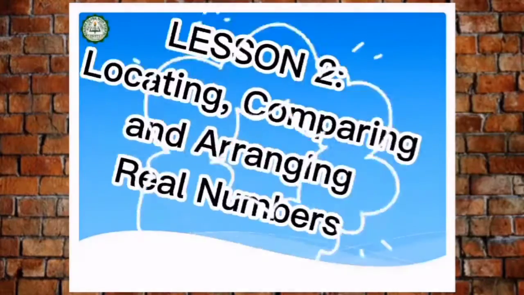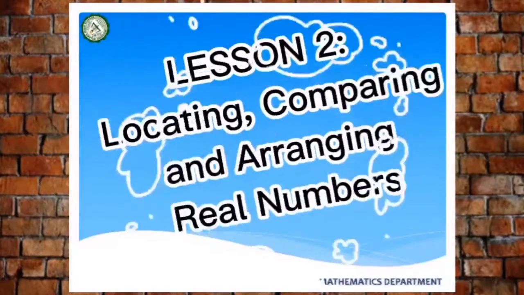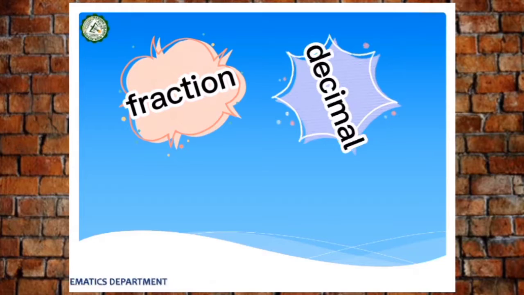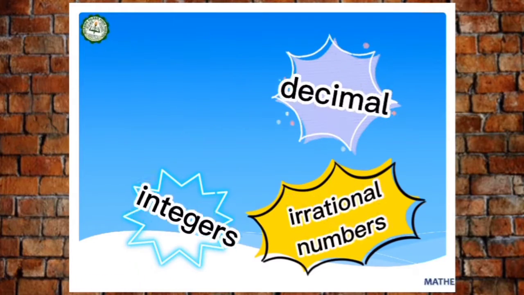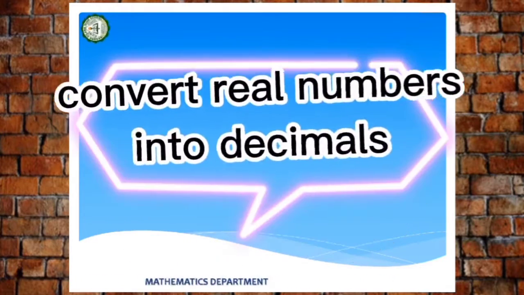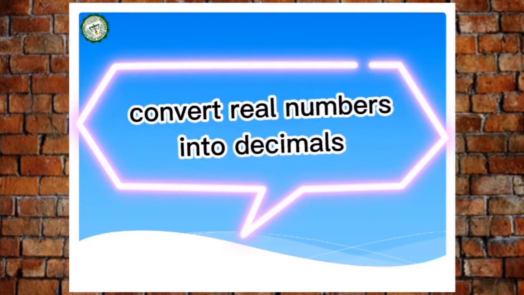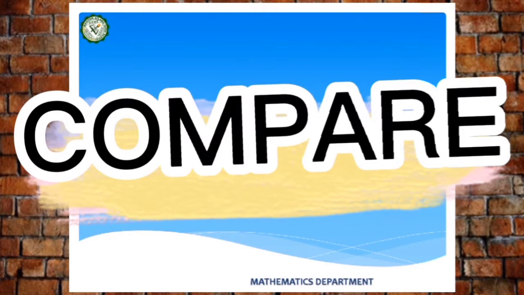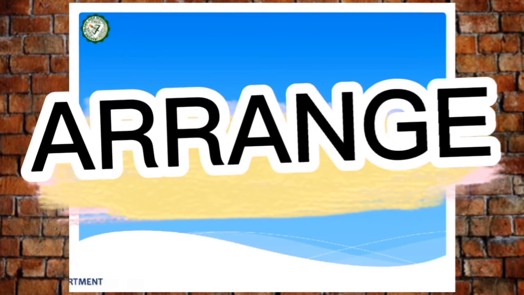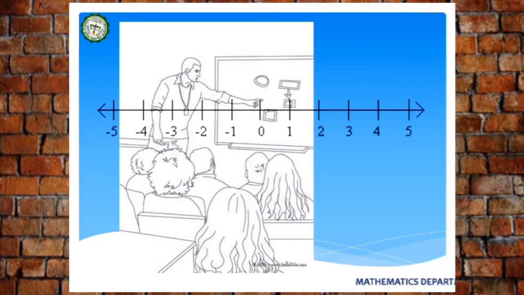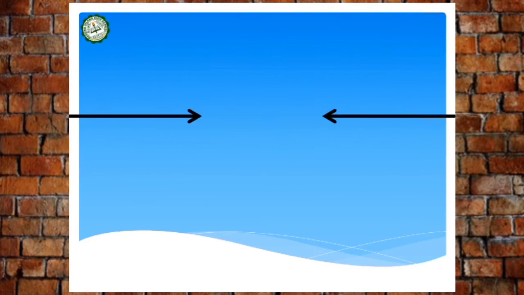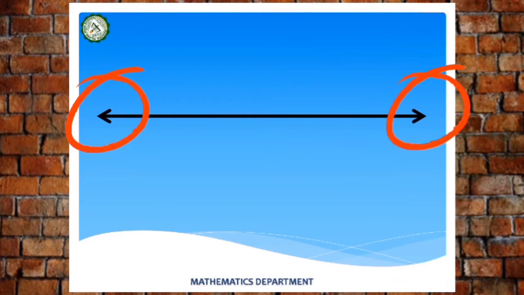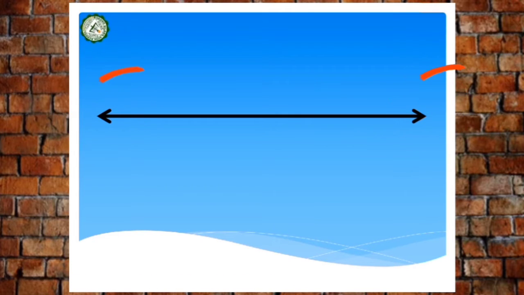Real numbers can be listed in order, even if they are written in different forms. When necessary, you can convert all the real numbers into decimals to easily locate, compare, or arrange them. The number line is useful in this lesson. A number line is a horizontal line that has two arrowheads, which means that it extends indefinitely in both directions.